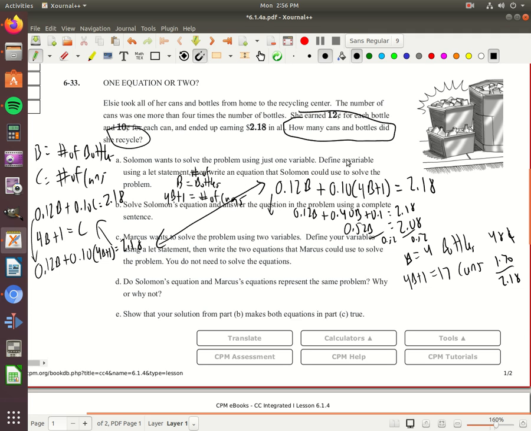If you can do it in 1 variable with 1 equation, that's fine. But this is more flexible. This will work more often.